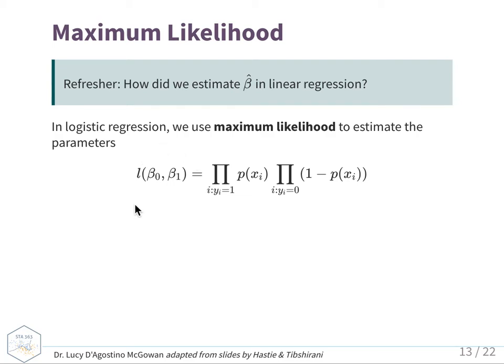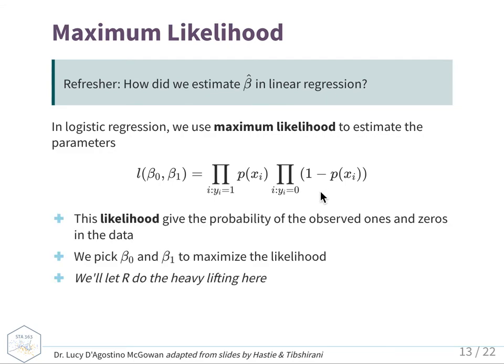The likelihood is equal to this symbol here, which is a multiplication symbol. We multiply p of xi for the cases where y equals 1, and 1 minus p of xi for the cases where y equals 0.